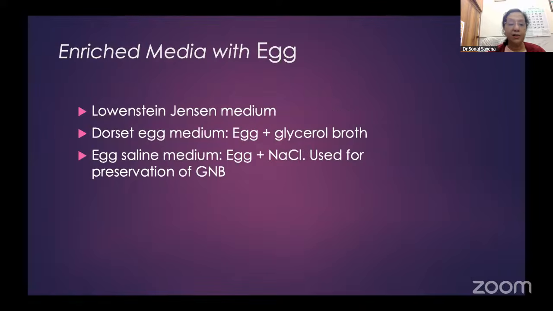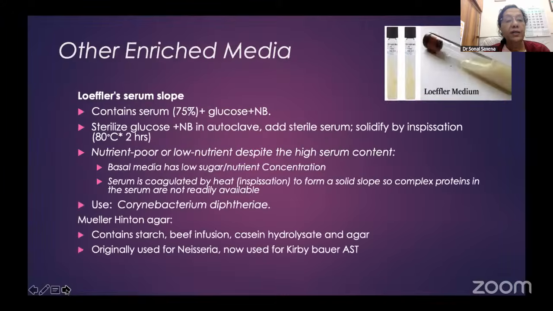Then you have egg-containing media: the Dorset egg media, egg saline media, Lowenstein Jensen media. So, whenever as a PG you are asked about egg-containing media, do go beyond Lowenstein Jensen. You're not an undergrad. Then you can have Loeffler's serum slope, which contains serum, glucose and nutrient broth. Remember, LJ media and Loeffler's serum slope are not sterilized by inspissation. They are only solidified by inspissation. For sterilization, you filter the serum and prepare the rest of the elements by taking all sterile precautions.